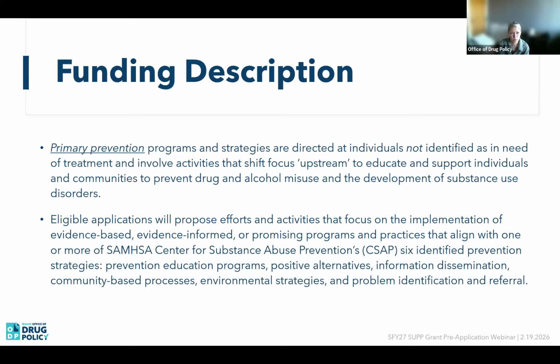Eligible applications will propose efforts and activities that focus on the implementation of evidence-based, evidence-informed, or promising programs and practices that align with one or more of the SAMHSA Center for Substance Abuse Prevention 6 identified prevention strategies, which include prevention education programs, positive alternatives, information dissemination, community-based processes, environmental strategies, and problem identification and referral. And we'll go through those in more depth later in the application.